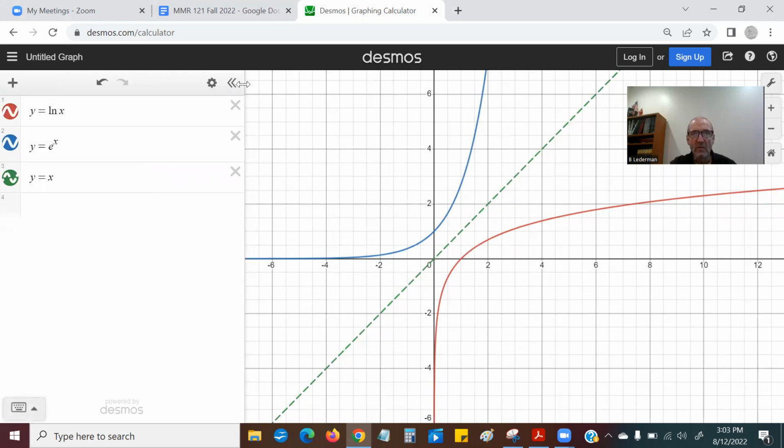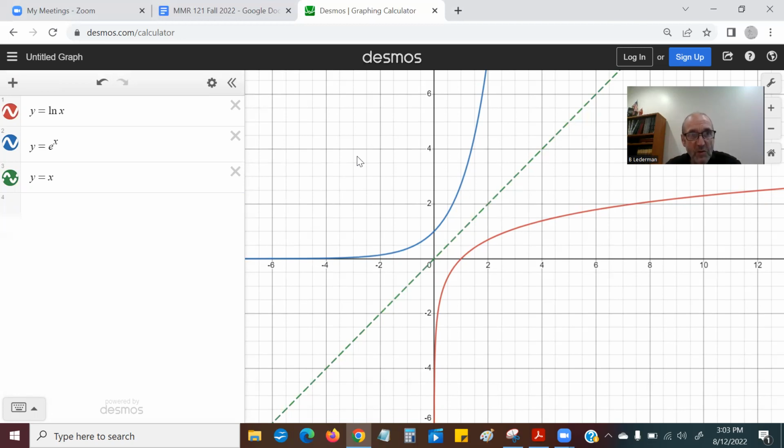Done. Now, the reason I made this a dotted line is because there's a certain symmetry here that I want you to understand. Since log and exponents are inverse functions, there's a property of all inverse functions that they're symmetric with respect to the diagonal line, y equals x. That's why I made that a dotted line. So that's not really part of the graph. That's just showing the symmetry point.